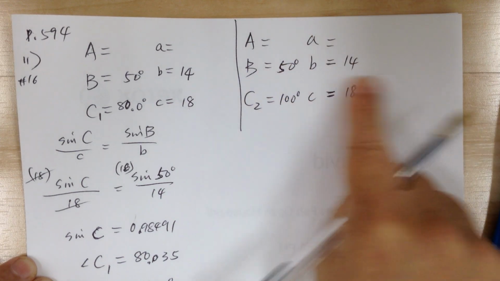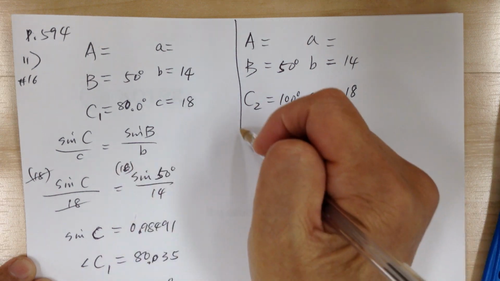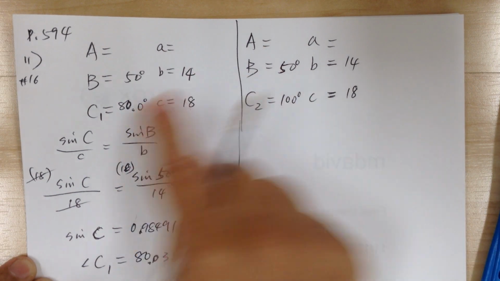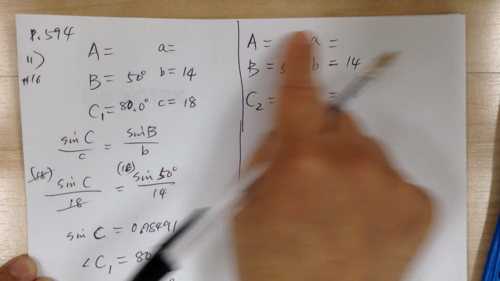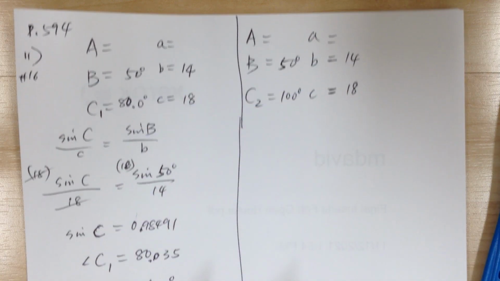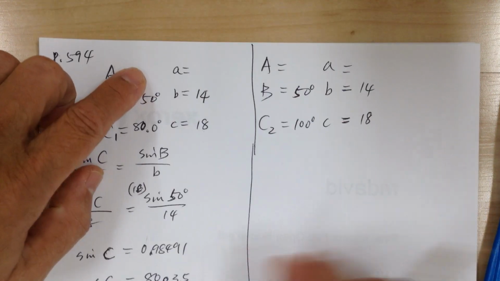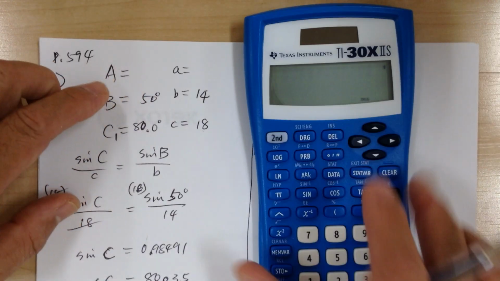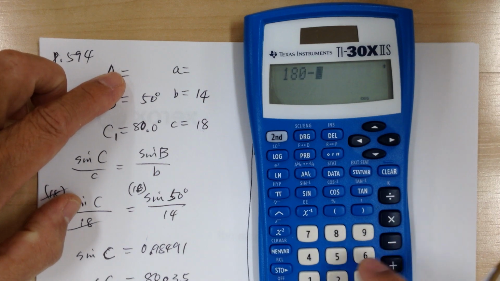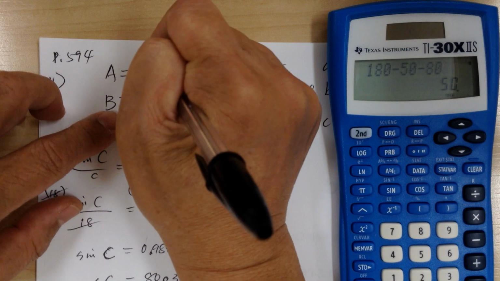So make sure you get two sets right away before you go any further, because if you don't get the second case right away, you're going to lose track. Now let's go and get A. For the first case, 180 minus 50 minus 80 equals 50 degrees.